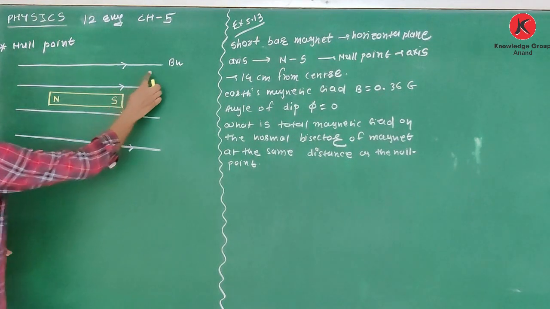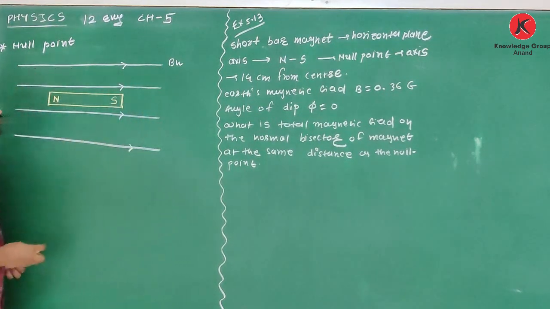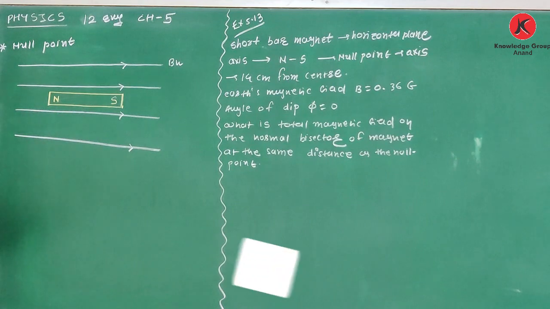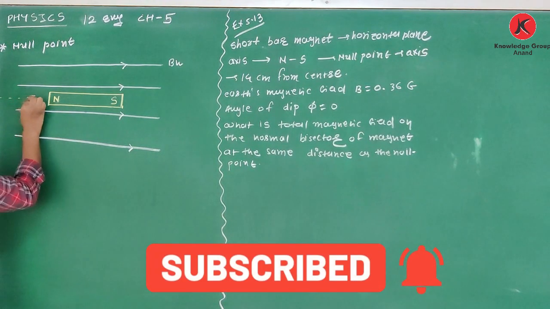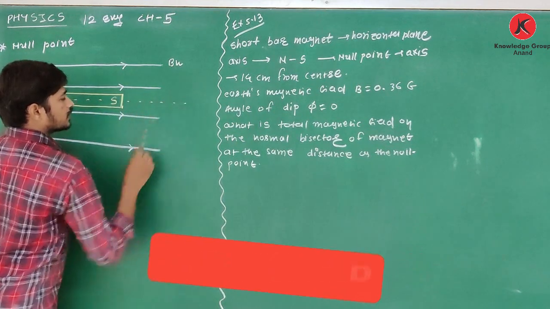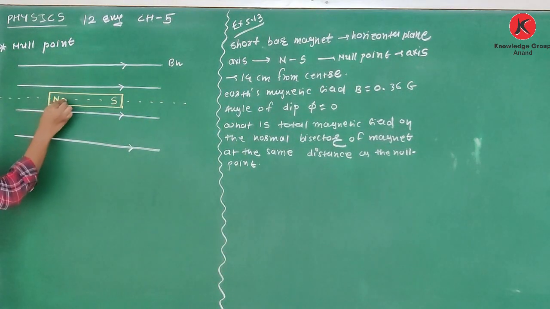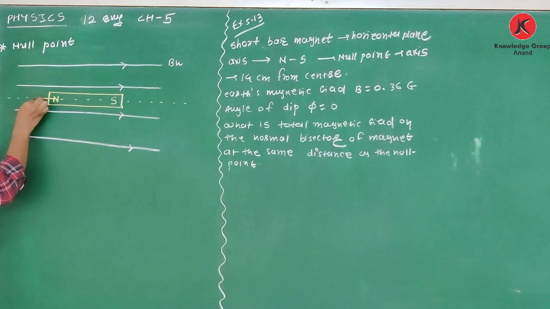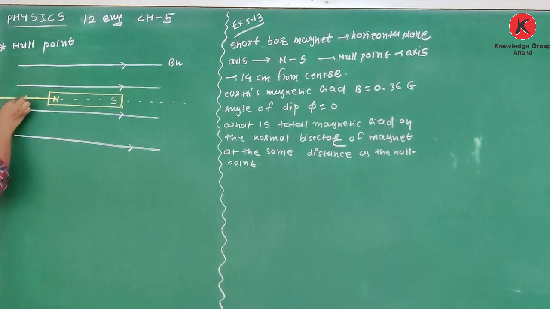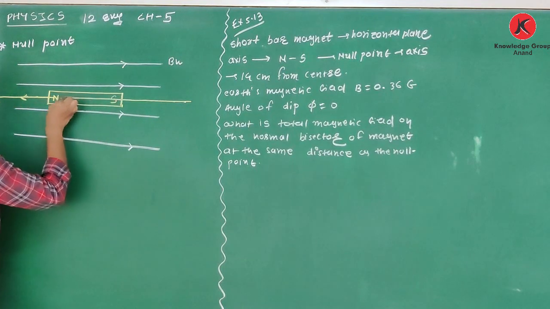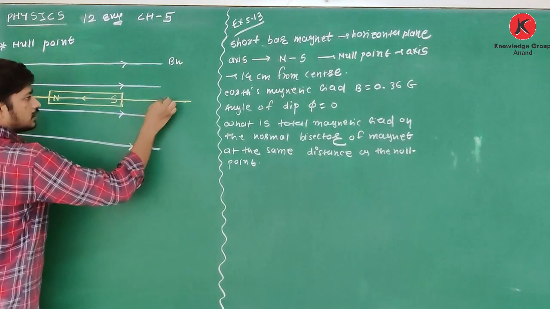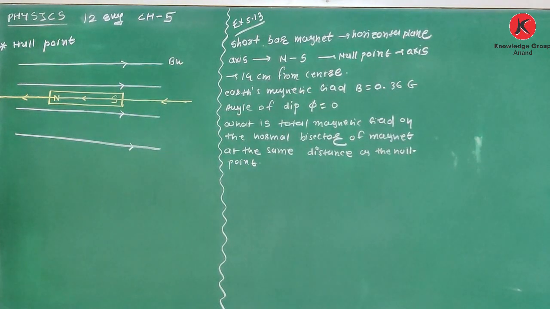We know the magnetic field lines of the Earth. Now I will draw the magnetic field lines due to this bar magnet. On its axis, the magnetic field lines emerge from the north pole outside in this direction, and enter the south pole inside. Yes or no? This is the magnetic field line.